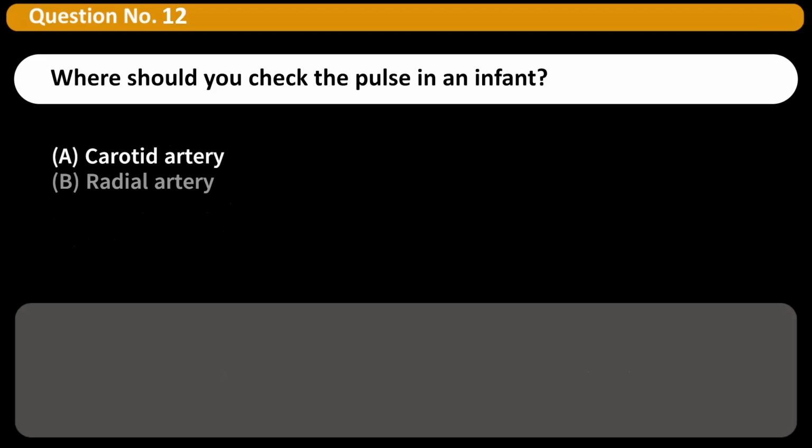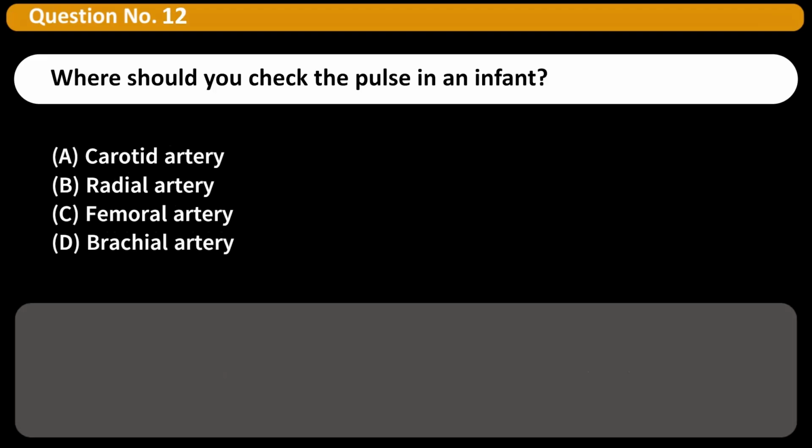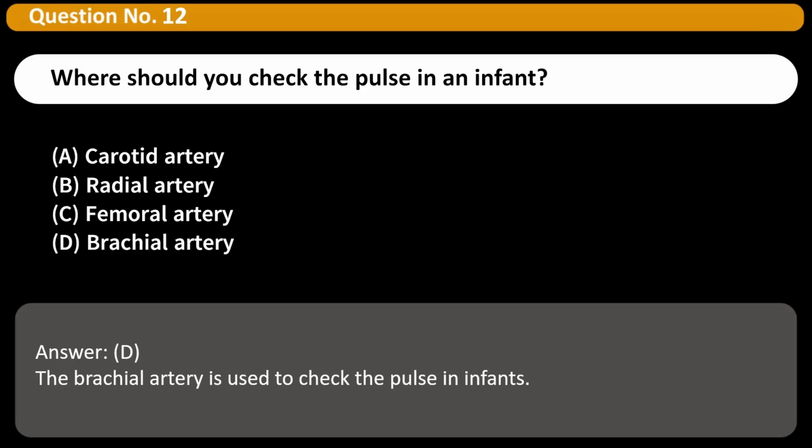Where should you check the pulse in an infant? A. Carotid artery. B. Radial artery. C. Femoral artery. D. Brachial artery. Answer D. The brachial artery is used to check the pulse in infants.